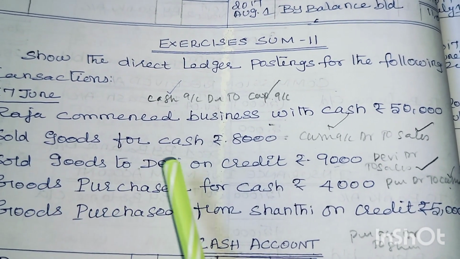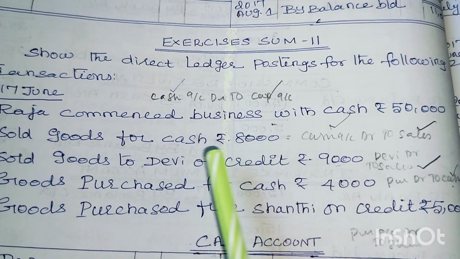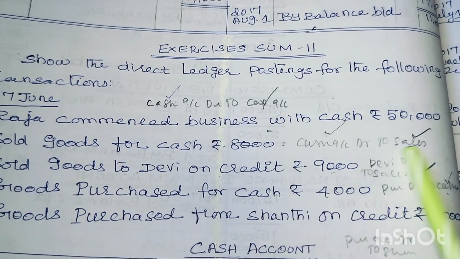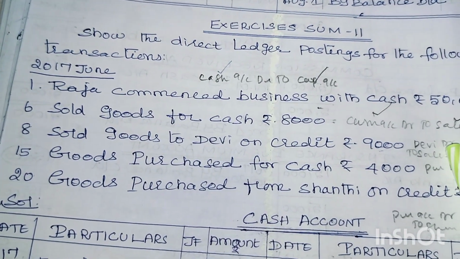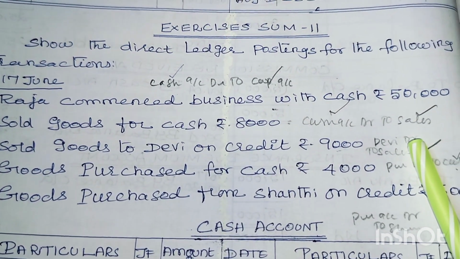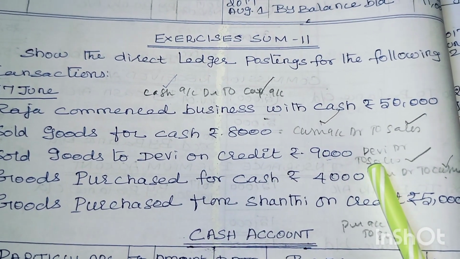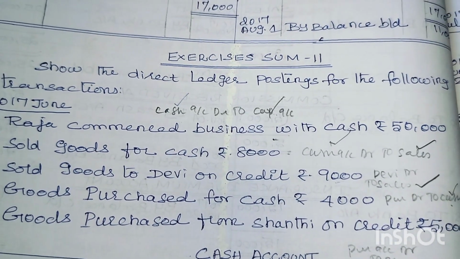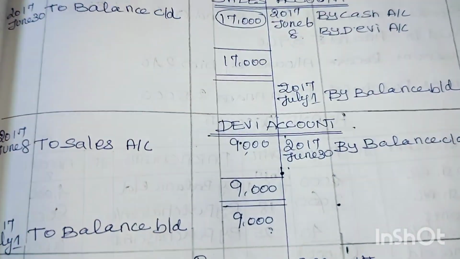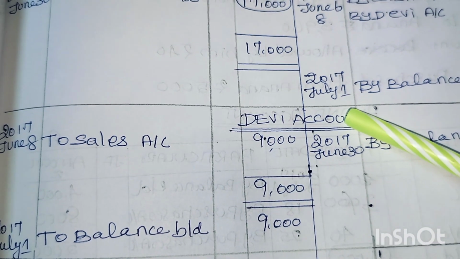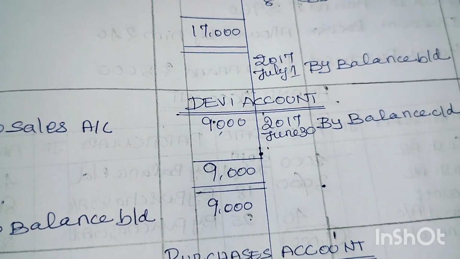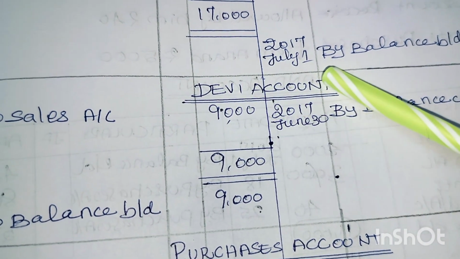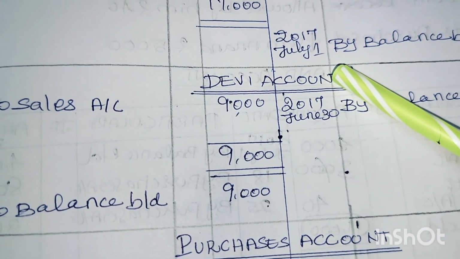We sold goods to Devi on credit, which means Devi account is debited, and sales account is credited. Devi account is on the debit side, dated on 8. What is the opposite account? Sales is the opposite account. How much? 9,000 rupees. So what we do, we write the name of the account on top middle of the ledger account, that is Devi account.